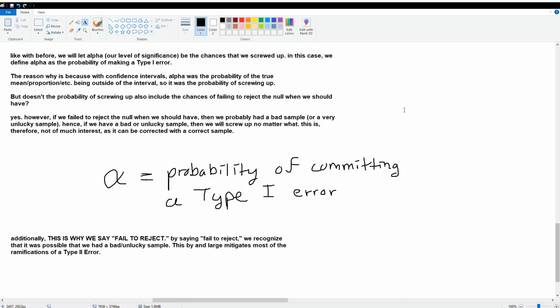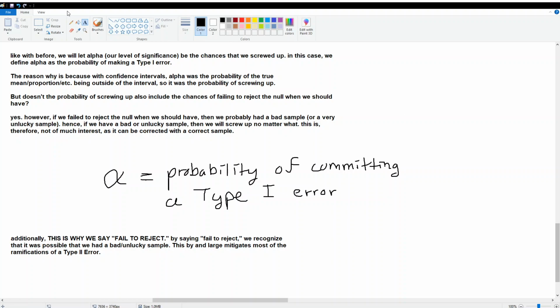So therefore, the type 1 error is what we care most about. And therefore, this is another reason why we say fail to reject. By saying this, we recognize we had a chance of getting a crappy sample, which therefore mitigates most of the ramifications of a type 2 error. So we hit two birds with one stone.